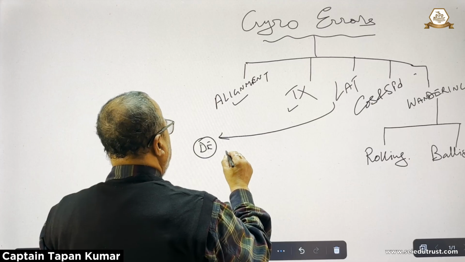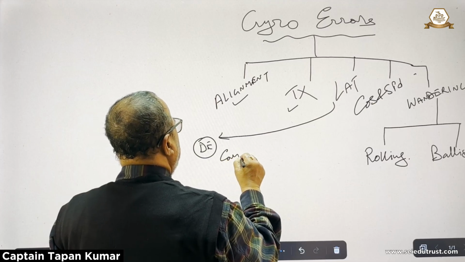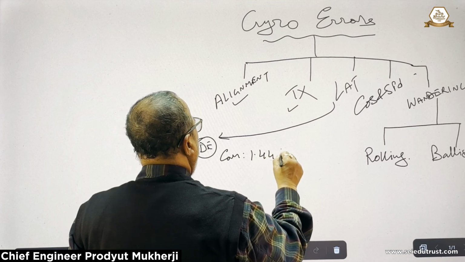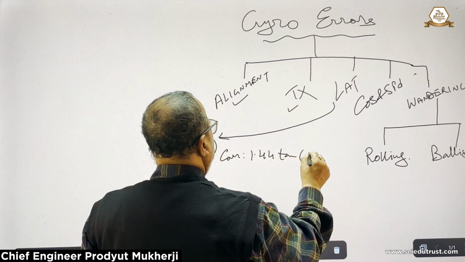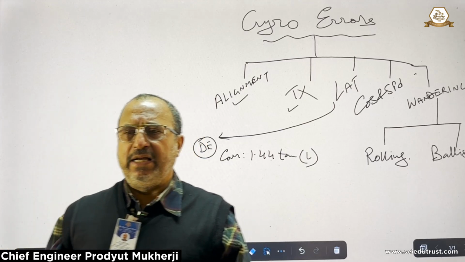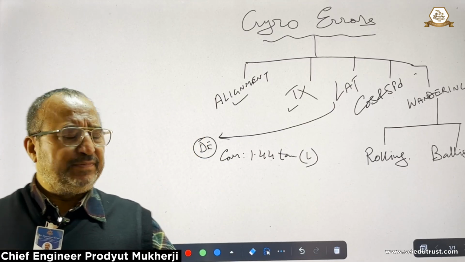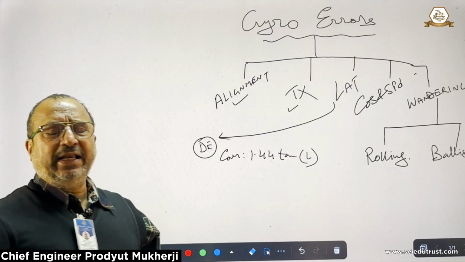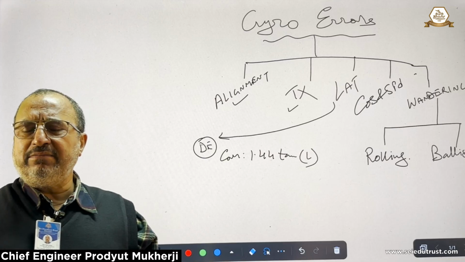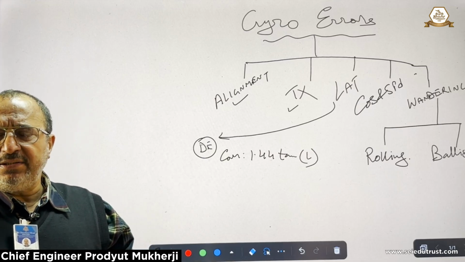And what is that correction? Correction is equal to 1.44 tan lat. That I already explained in the last class. 1.44 tan lat. Now, how can this latitude error be corrected?